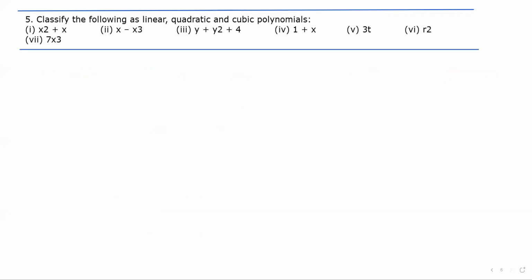Next, classify the following as linear, quadratic, and cubic polynomials. First, x squared plus x. There are two terms over here, it is in a single variable, and degree of the polynomial is equal to 2 by observation. Whenever you have degree 2, it is a quadratic polynomial. This is a shortcut way to solve it, but you will have to write the whole statement. So presentation wise, this is how you'll write.